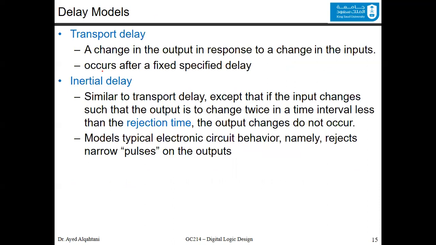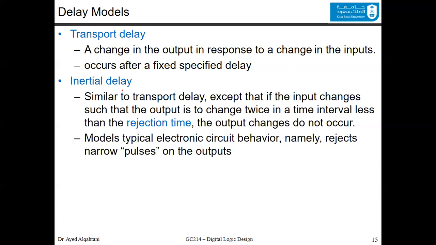We have many delay models. One of the simplest delay models has transport delay and inertial delay. The transport delay is a change in the output in response to a change in the input. This change will occur after a fixed specified delay, and we will call this delay a transport delay.